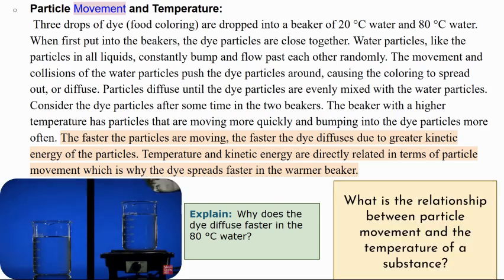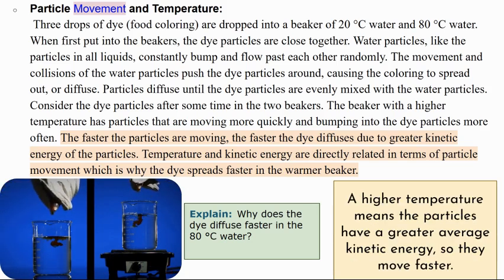What is the relationship between particle movement and the temperature of a substance? The higher temperature means the particles have a greater average kinetic energy, so they move faster.